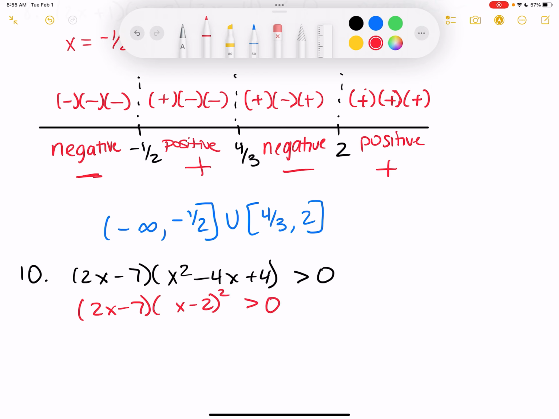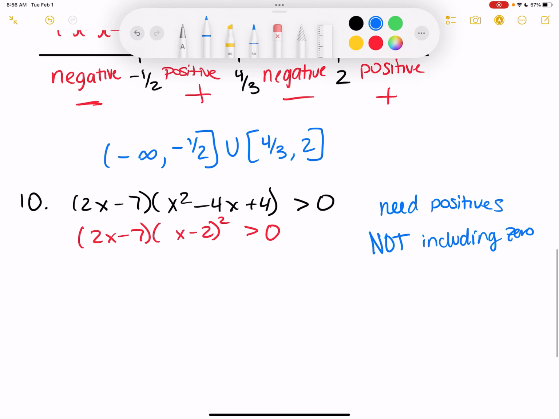Now, what values am I looking for in this problem? All negatives. Wait. It has to be bigger than 0. Oh my gosh. I can't today. So I need positives, not including 0. Okay, so when I get out my answer, I'm not going to be bracketing anything because I don't need zeros. It's just all going to be parentheses.